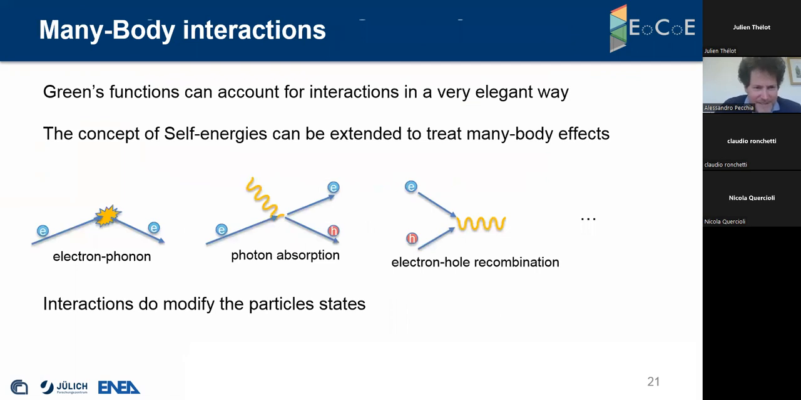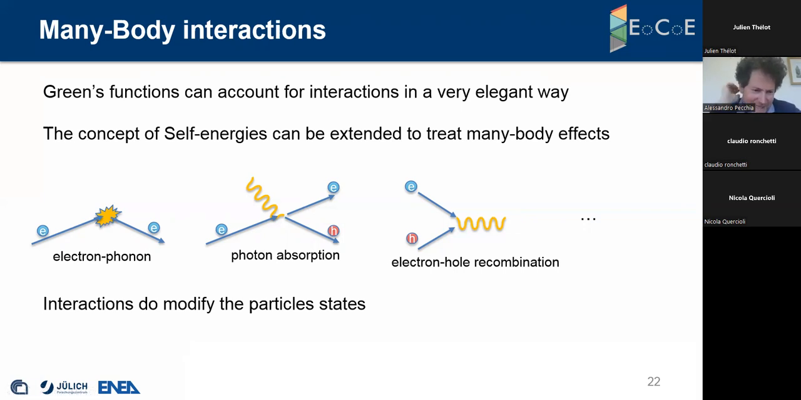Now the idea of self energy in fact is known in the Green's function business since Feynman or before. And in fact, Green's function can account for interactions in a very elegant way. That means the concept of self-energy that I tried to explain for contacts is in fact valid in general also for interactions, for any type of interaction, say an electron photon, or a photon absorption, or whenever you have an electron hole recombination or an electron scattering with an impurity.